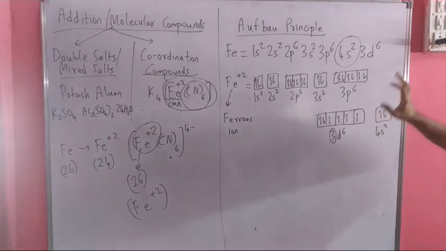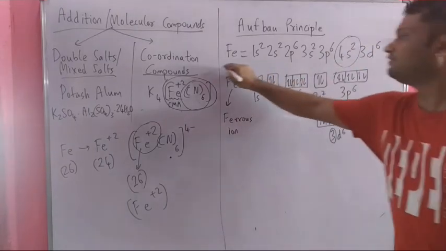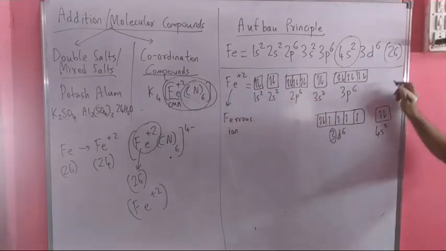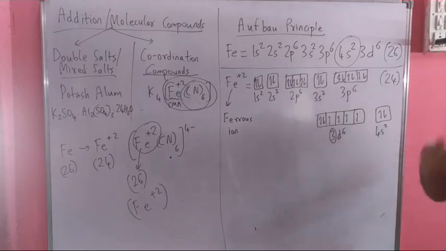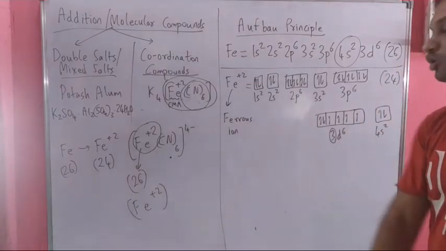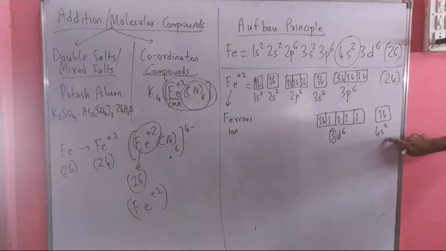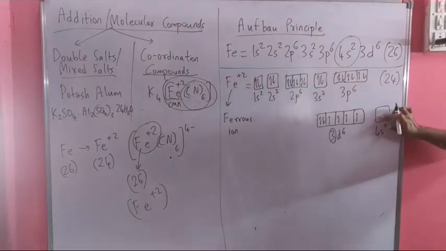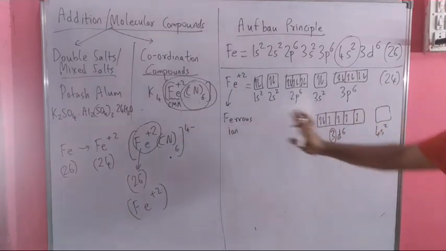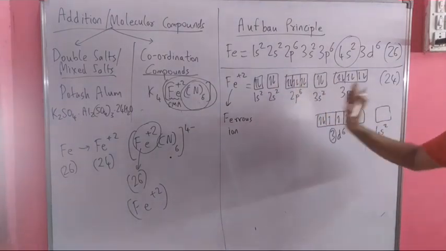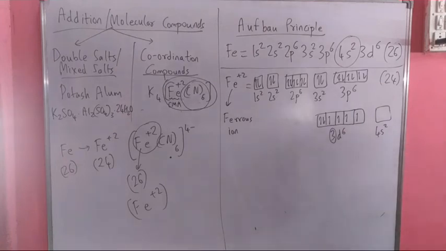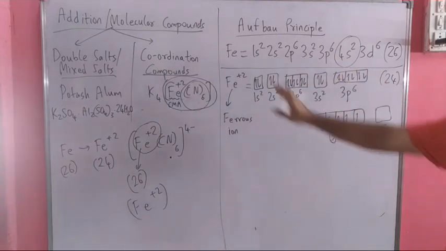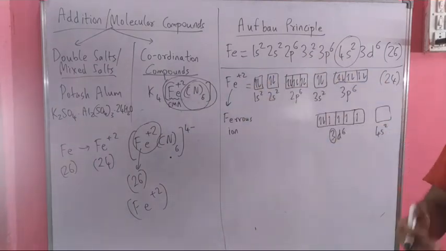Now, in this case, we have to remove 2 electrons. Initially, we had Fe, which has 26 electrons, and ferrous has 24 electrons. So from which orbital will I remove 2 electrons? Of course, from the outermost orbit, which is the 4s orbit. So let me remove these 2 electrons from the outermost orbit. In this case, this is the structure for ferrous iron: 1s2, 2s2, 2p6, 3s2, 3p6, 3d6, 4s is empty. This is our electronic configuration for ferrous iron.